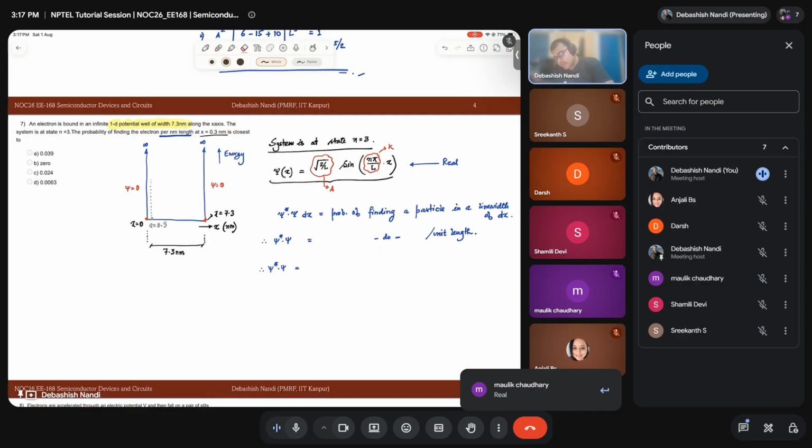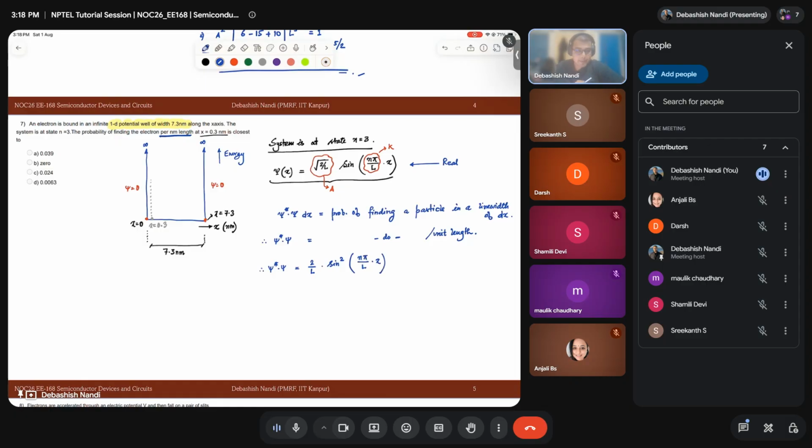So simply it will be the square of this term. So that will be 2 by L sine square of n pi by L times x. Fine. So this quantity, psi square, psi at x equal to, what do I get? 0.3 nanometer. It is given in the question, right? And n equal to 3. I need to compute. So it will be 2 by L, which is my 7.3.